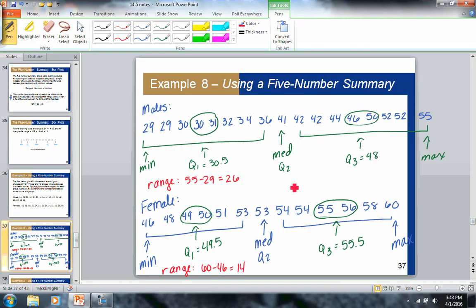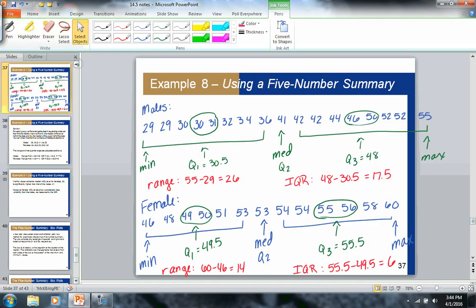The other thing we should probably find is the interquartile range for the males. That's where we take our Q3 minus our Q1, and that for the males is going to be 17.5. And then the IQR for the women: we'll take our 55.5 and subtract our 49.5. And again, that's a lot smaller. That's only 6. So that means that there's less variability in the data points for the women. There are lots of different conclusions that we can make from this information.